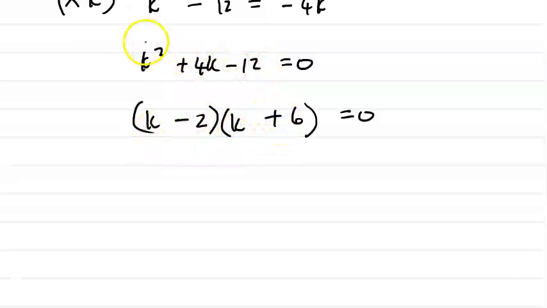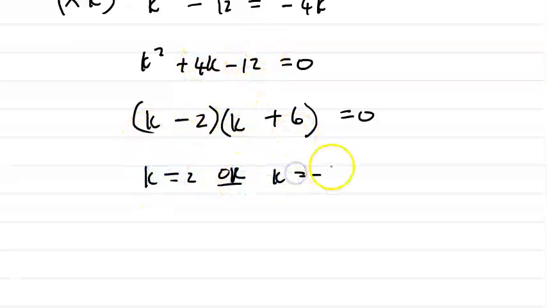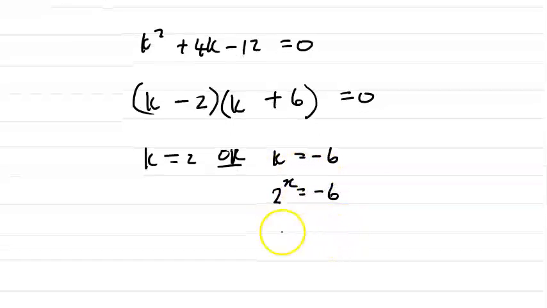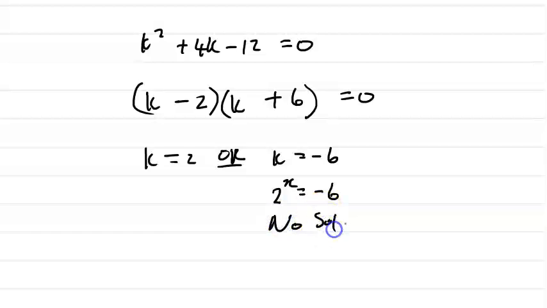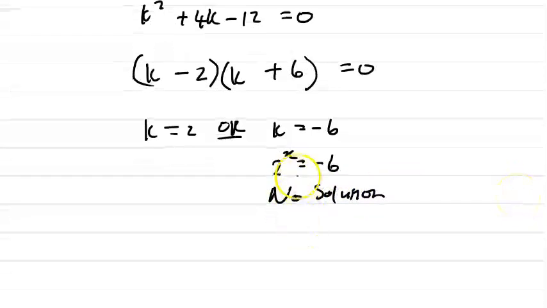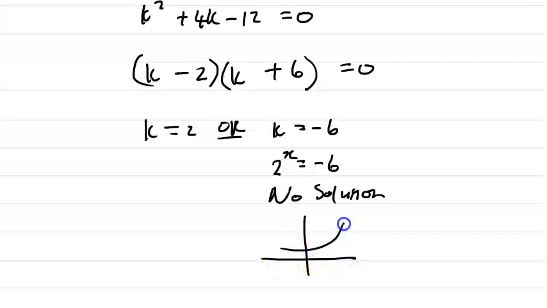Check. k times k is k squared. Minus 2 times plus 6 is minus 12. Minus 2k plus 6k gives me plus 4k. Therefore, k equals 2 or k equals minus 6. Now, let's look at this. k equals minus 6, so 2 to the x equals minus 6. 2 to the x cannot equal minus 6. So therefore here we'll write no solution. Why is 2 to the x not equal to minus 6? Well, if you look at the graph of 2 to the x, it will look like that.